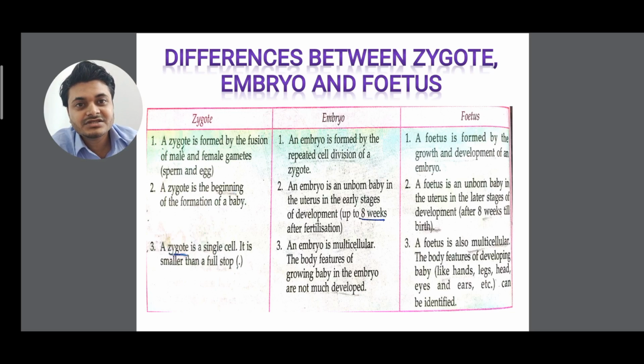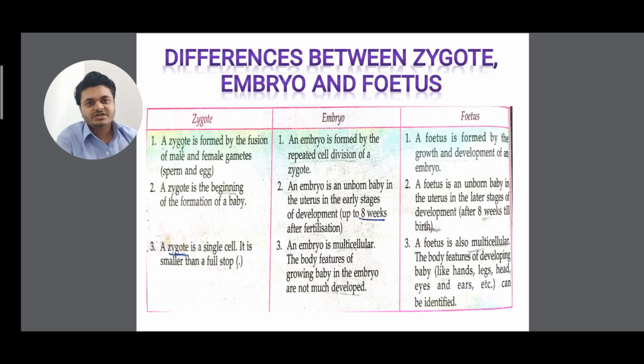Clear? So zygote is always a single cell, it is so minute, smaller than a full stop. And what is embryo? An embryo is multicellular. Clear? Whereas zygote was unicellular. And in embryo, the body features of the growing baby are not much developed. Whereas a fetus is also multicellular, but the body features of the developing baby like hands, legs, head, eyes and ears can be identified.